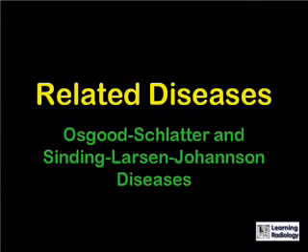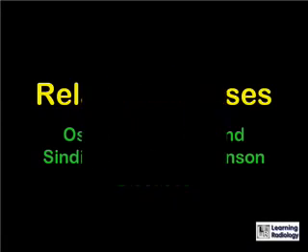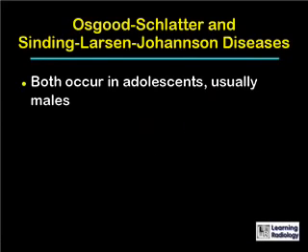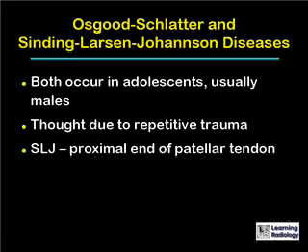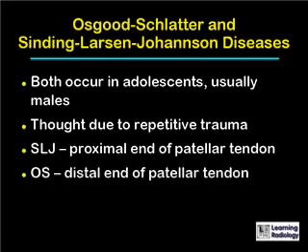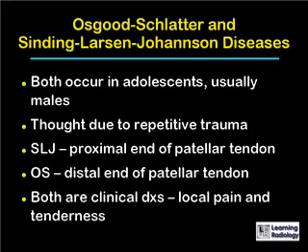There are two related diseases, which will conclude this podcast: Osgood-Schlatter and Sinding-Larsen-Johansson disease. Both occur in adolescence, usually in males. They are both thought now to be due to repetitive trauma. Sinding-Larsen-Johansson disease occurs at the proximal end of the patellar tendon, and Osgood-Schlatter occurs at the distal end of the patellar tendon. Both of these are clinical diagnoses.